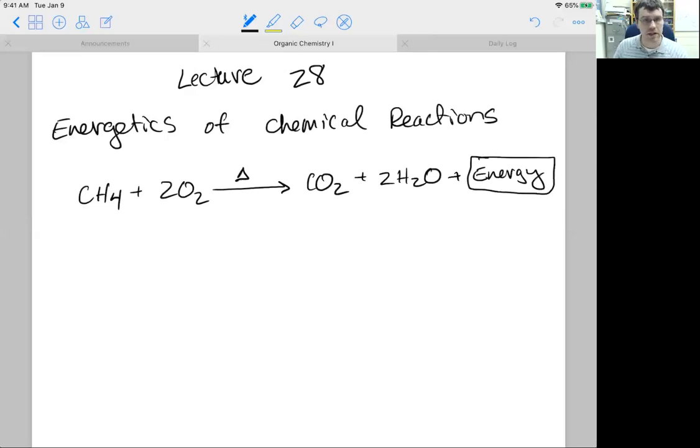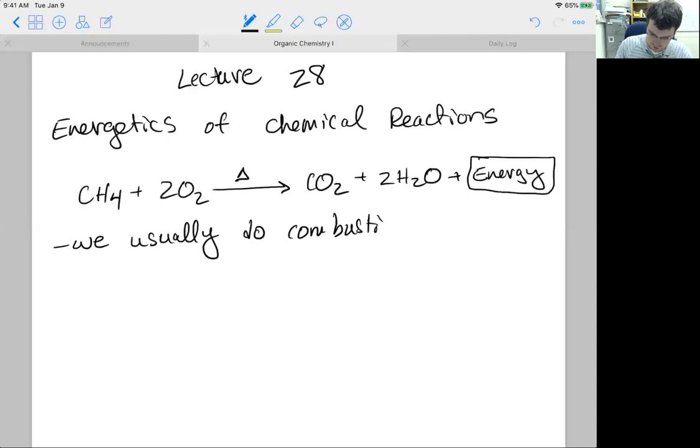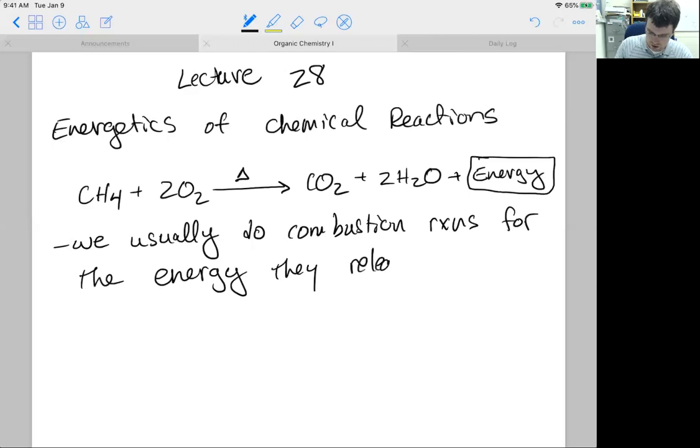And so based on what we talked about last time, we can now speak a little bit more precisely about the type of energy that is being formed. This is a really important observation to make, because we usually do combustion reactions for the energy they release. Okay, and I know that's a fine statement. You know, energy is great. I knew that, but let's just think about this from another perspective.